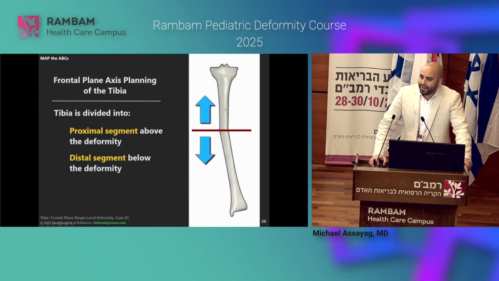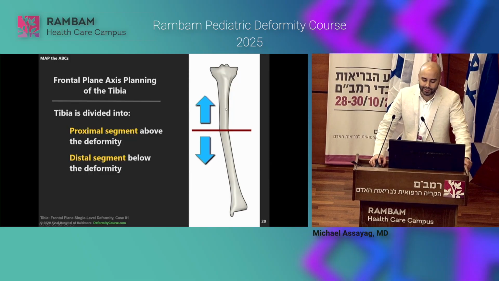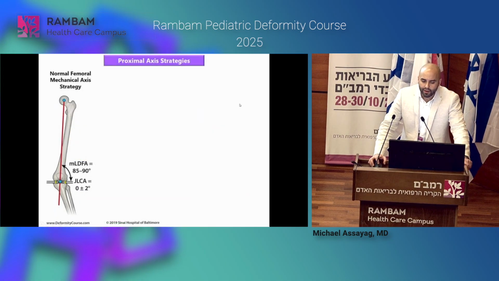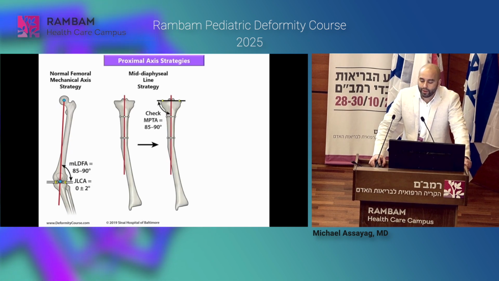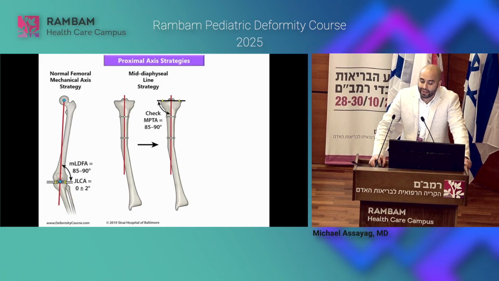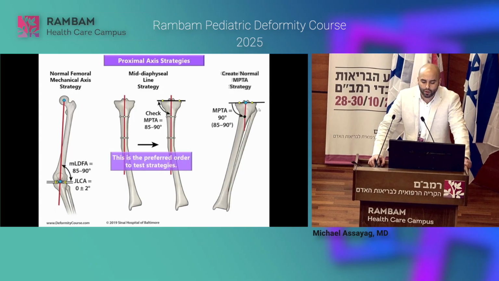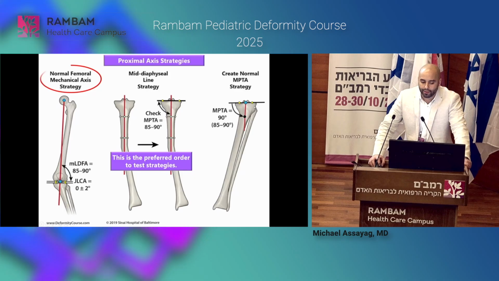The proximal segment has a mechanical axis, and the distal segment has a mechanical axis, and they each have 2 or 3 very similar strategies to identify them. For the proximal axis, we can either use the normal proximal femoral axis. We can use a mid-diaphyseal line if and only if it creates a normal MPTA. Or we can choose our own adventure and create our own MPTA. I like to use these strategies from left to right wherever I can.